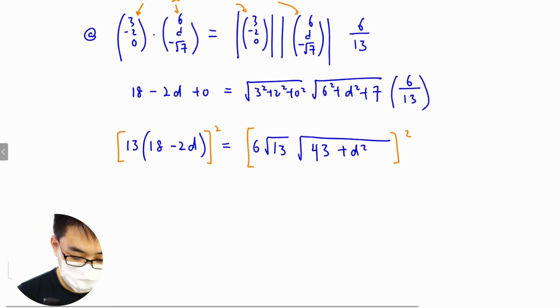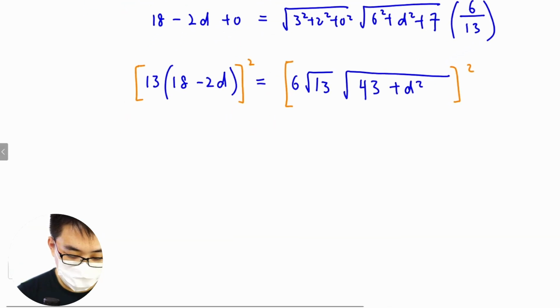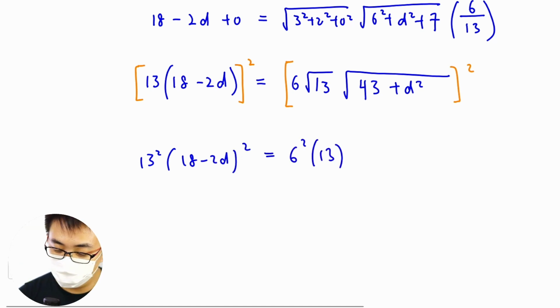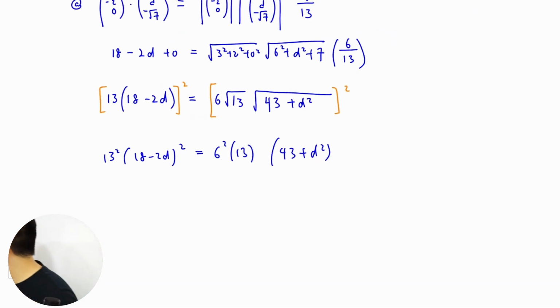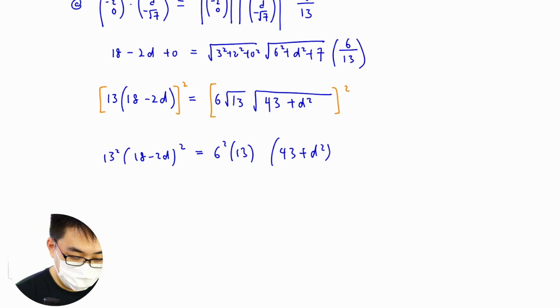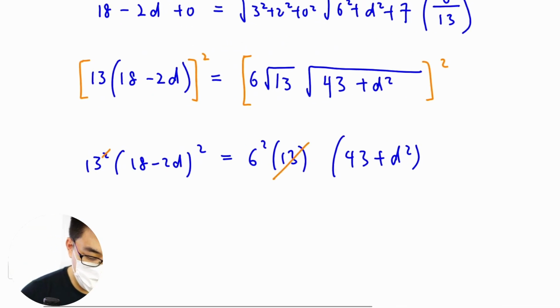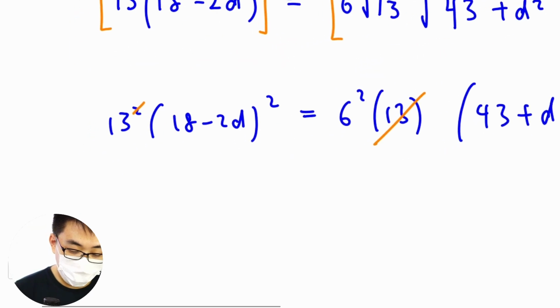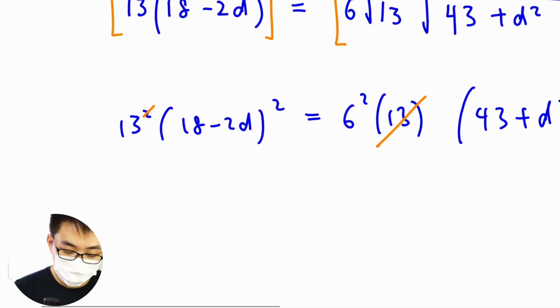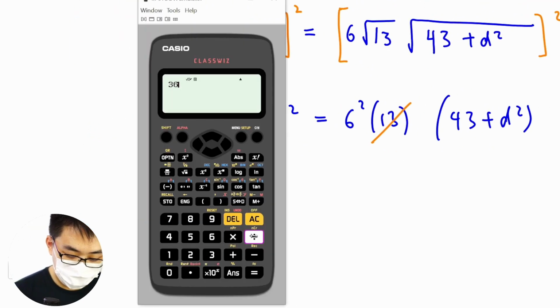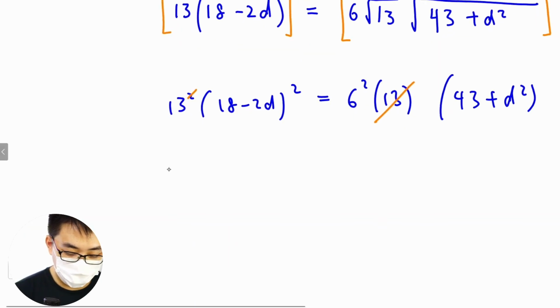To minimize big numbers, I see this is 13 square, 18 minus 2d square. This is 6 square 13. Then I can cancel the 13 away, so I don't need to worry about such a big number. Then I got 6 square here, that's pretty okay. 36 divided, cannot be there. Of course cannot, 13 is a prime number. What am I talking? So 13.